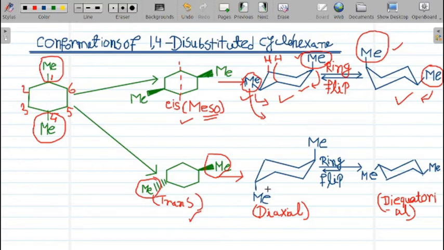Now we will consider the trans isomer of 1,4 dimethyl cyclohexane. For the trans 1,4 dimethyl cyclohexane, either two methyl groups are present at the axial position, or two methyl groups are present at the equatorial position.